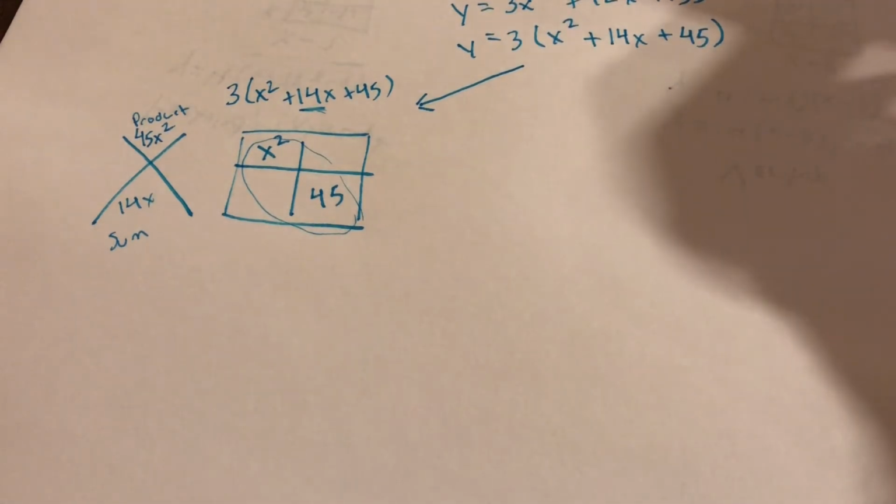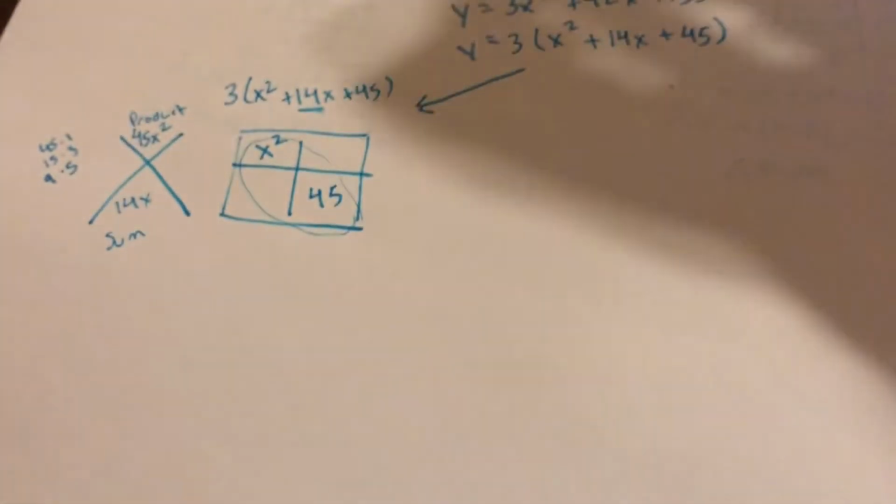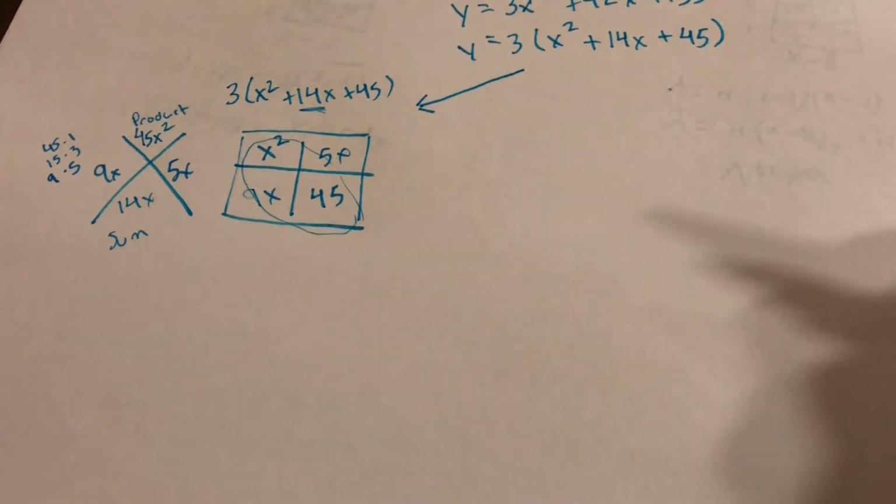Well, we could just look at the different factors of 45. There's 45 and 1. There's 15 and 3. There's 9 and 5. 9 and 5 looks like the one. So it's 9x and 5x. Okay? We're going to factor it now.